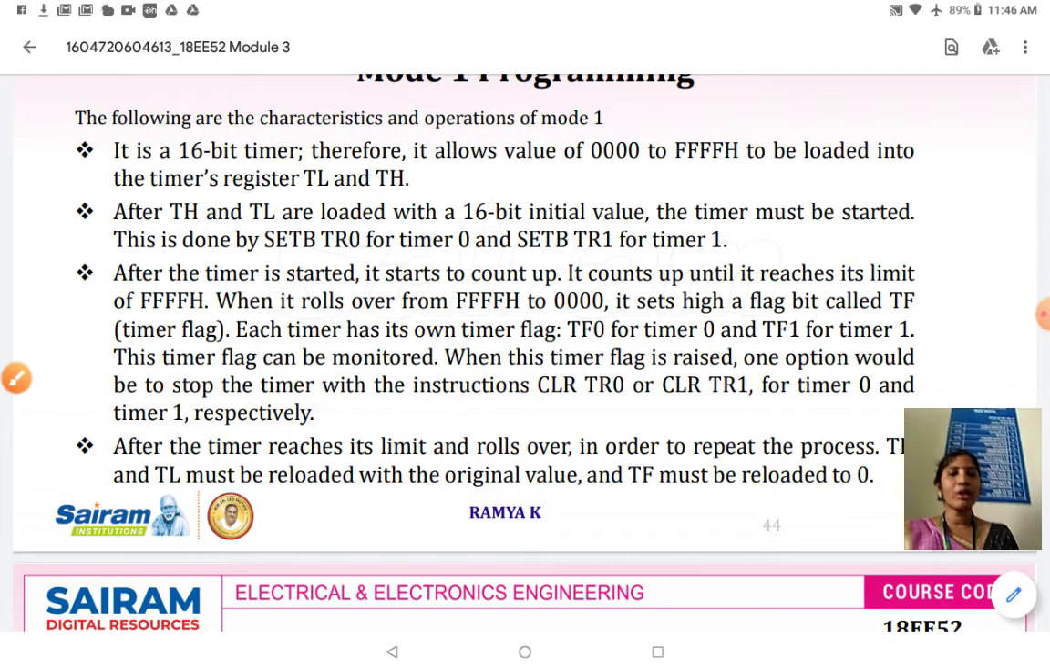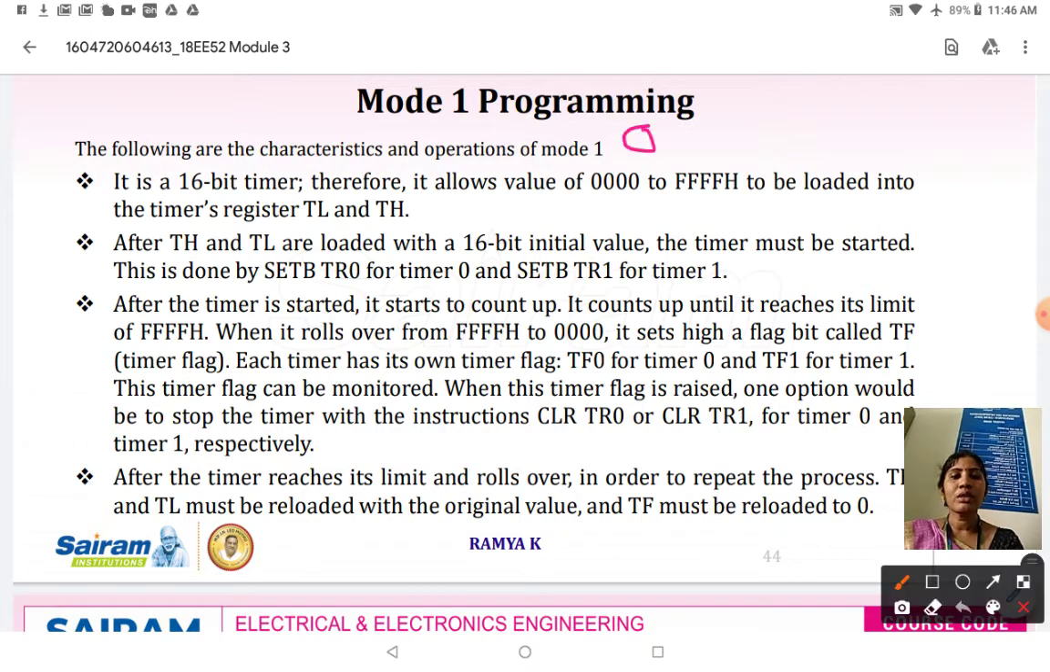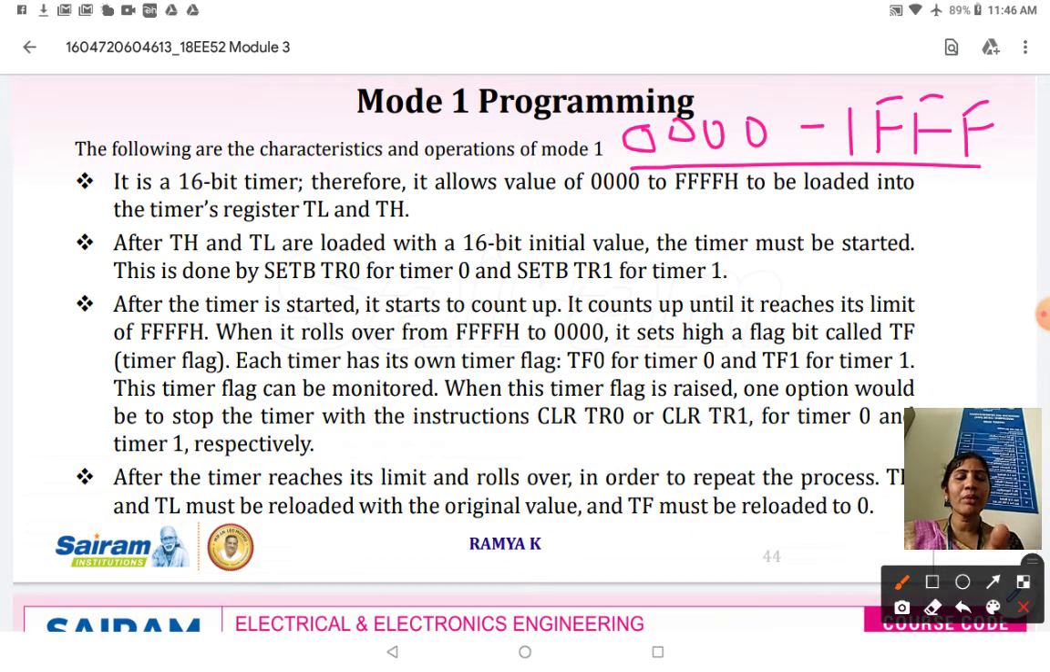First, we decide whether we are going to write the program in mode 0 or mode 1. Mode 0 means the minimum count is 0000 and the maximum count is going to be 1FFF. We need to load this value in the respective timer low register and high register. Then we need to initialize, then we have to start the timer. To start the timer, we give SETB TR1 or TR0, depending upon whether we are going to use timer 0 or timer 1.